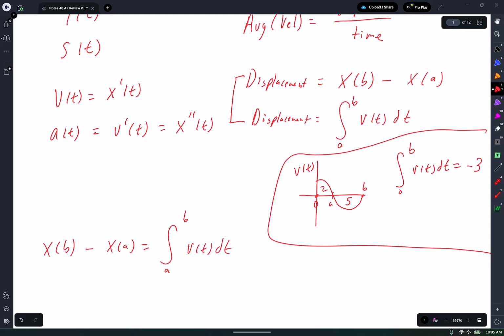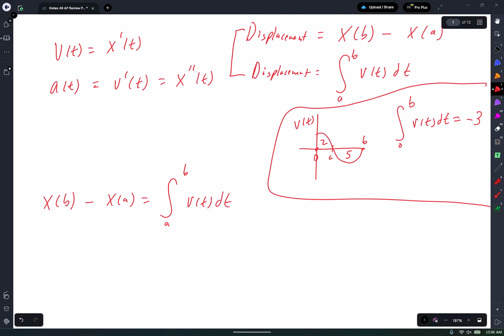So that is not indicative of this a and that b. Do you guys agree with this statement here? Yeah. X of b minus x of a, that's displacement. So what if I told you I want to find my position at some time b? I can just move this x of a to the right and look what I have.